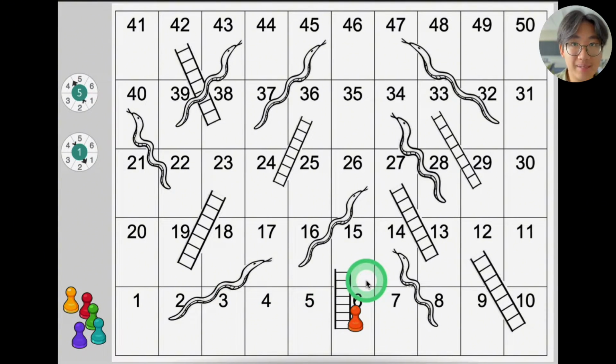Note that we landed at the bottom of a ladder. If a student lands at the bottom of a ladder, they move up the ladder. If they land at the top of a snake, they move to the bottom of the snake. In this case, we move our game piece up to 15, and that finishes our turn.